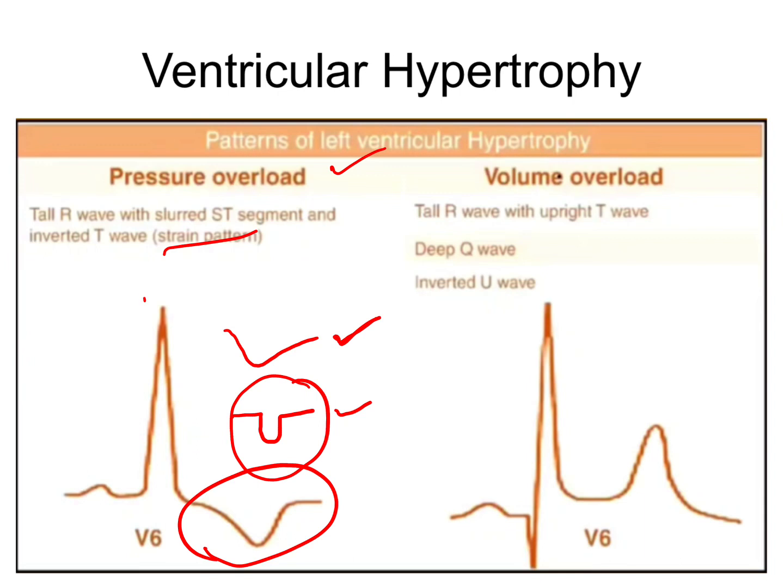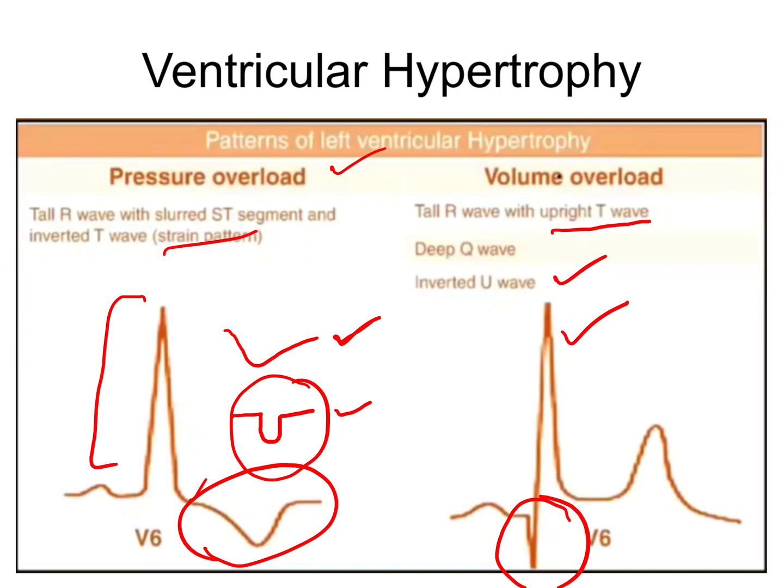So in pressure overload, we get a tall R wave with slurred ST segment and asymmetrical T wave that shows strain pattern. The tall R wave is also present in volume overload state, but here we have upright T wave. There is no T wave inversion, and also we have deep Q wave in V6, and we can have inverted U wave.